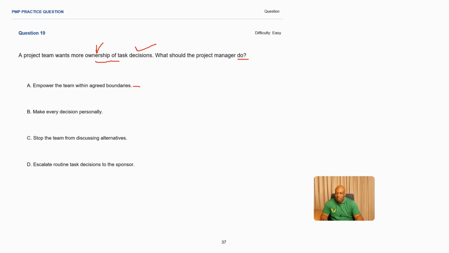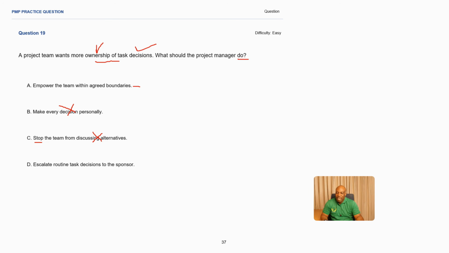Then B, make every decision personally. You see, this is not going to resolve the problem. The team wants some ownership on making these decisions, and then you make every decision as a project manager. So definitely, this is eliminating the answer. The mindset is that a project manager is not a subject matter expert, but the team is. Then on C, stop the team from discussing alternatives. You don't do this in a project environment. Allow an environment where the team can air their views. They can also make some decisions, especially where it's a subject matter decision, thereby making this an incorrect answer.